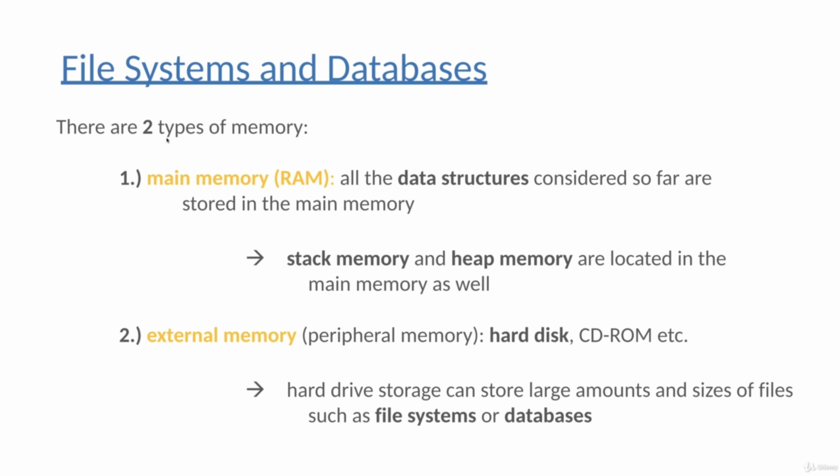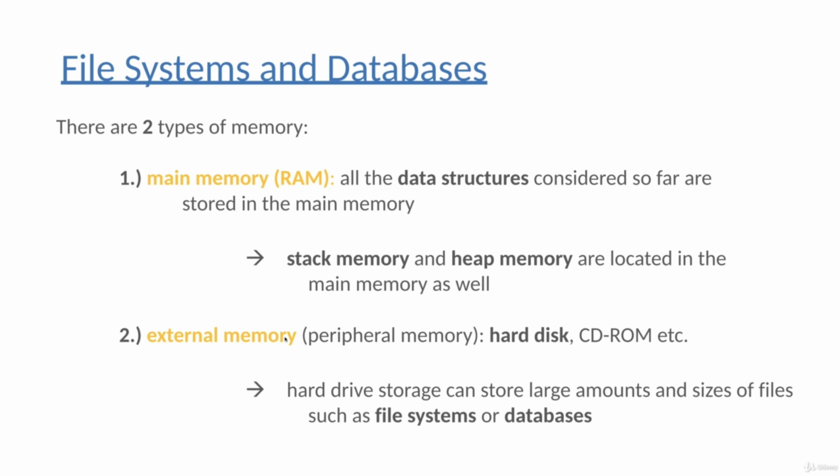So as far as the internal memory or the main memory is concerned, all the data structures such as arrays, linked lists, stacks and queues, binary search trees or hash tables have something to do with the main memory, which means that we can store data efficiently with these data structures in the main memory. And of course we can use the stack memory and the heap memory when dealing with internal memory.